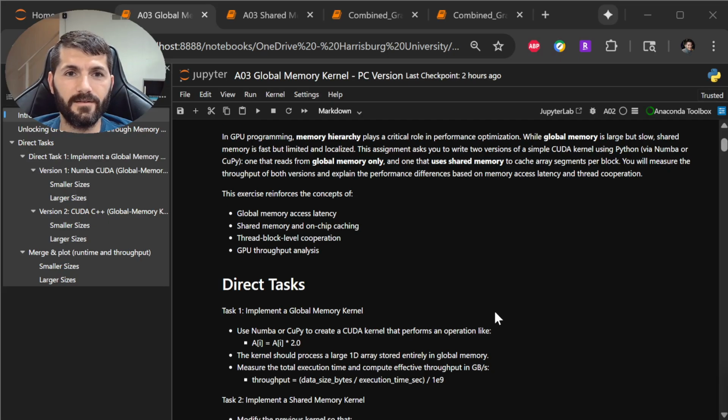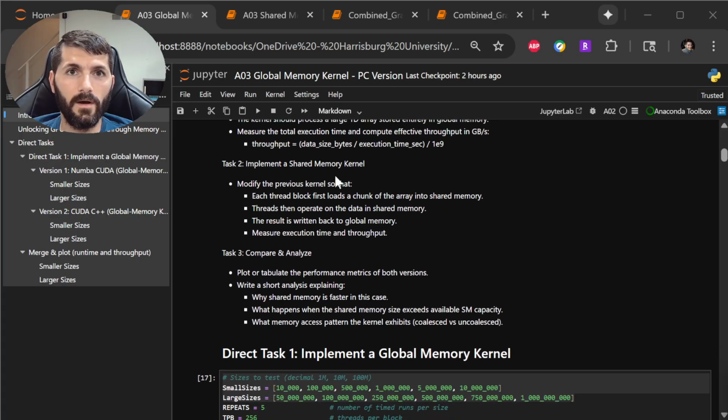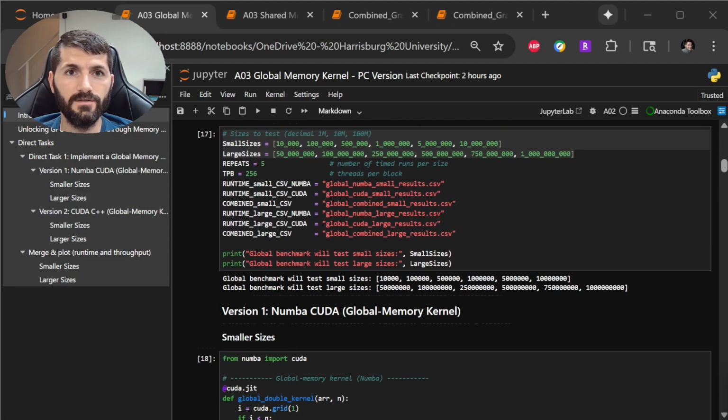So let's keep going. The actual task was to create a CUDA kernel that performs an operation like I equals I times 2. In my formulas, I actually used I plus I to double it, but it's basically the same thing. And one of them stores in global memory and one in shared memory. So let's jump into kind of how I set it up first.